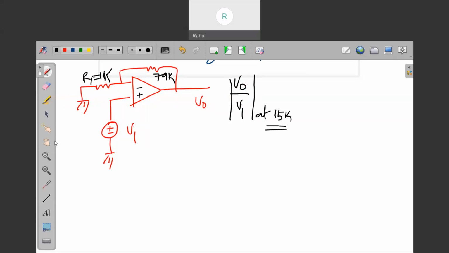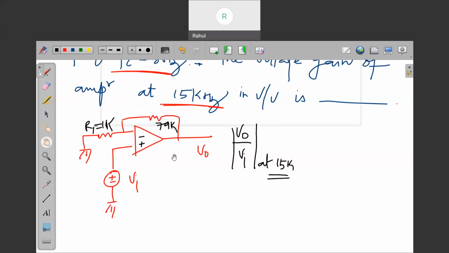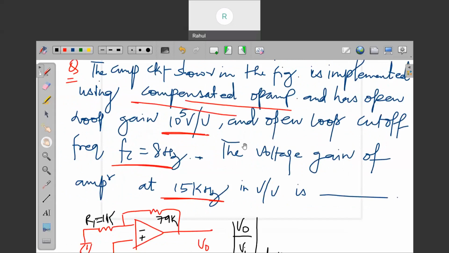Yes, so let me go through the question again for you all. The amplifier shown in the figure is implemented using a compensated op-amp and has the open loop gain, and they have given the open loop cutoff frequency fc equal to 8 hertz. The voltage gain of the amplifier at 15 kilohertz. So now the frequency has increased here, so they are asking the closed loop gain at 15 kilohertz, right?